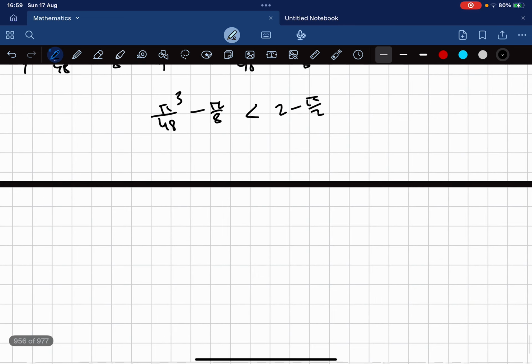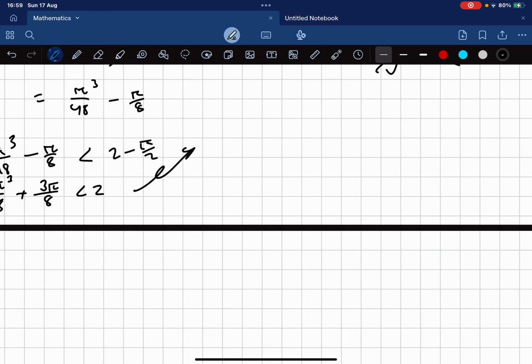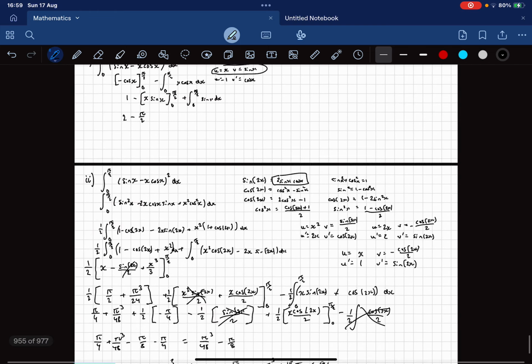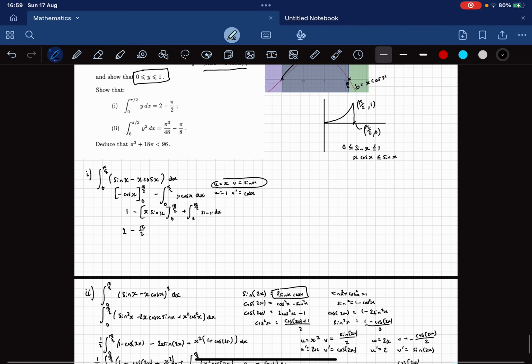Okay, that's correct. So from this, it's relatively simple. We have pi cubed over 48 plus 3 pi over 8 is less than 2. Which gives us pi cubed plus 18 pi is less than 96, and that's what we're looking for.